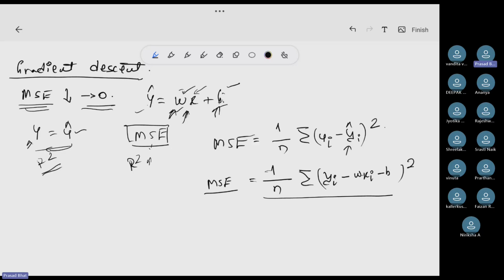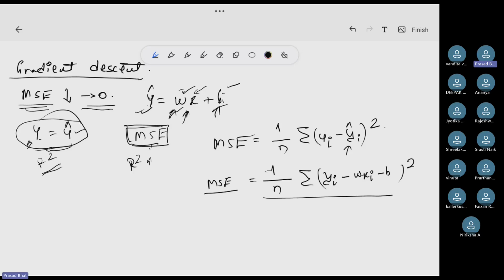Okay, so let me go through it once again. To make our predictions better, we need to make y cap move towards y, right? When these two become equal, then it is the perfect model that we have. Y is actually equal to the predicted value y cap, correct? And how do we do that? When is y equal to y cap? When MSE is 0, correct?